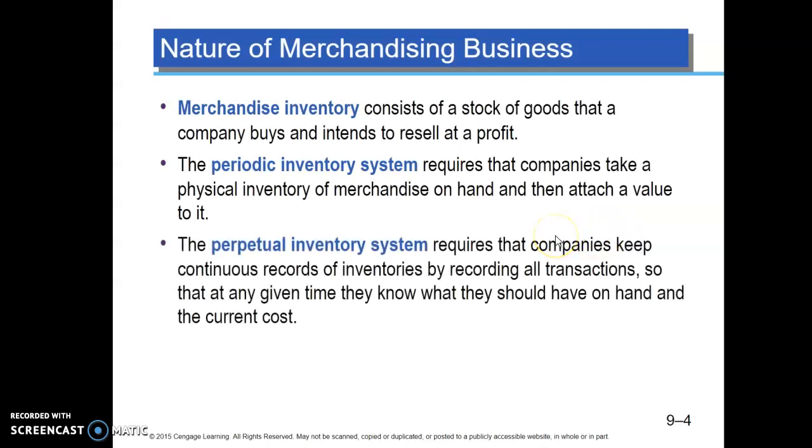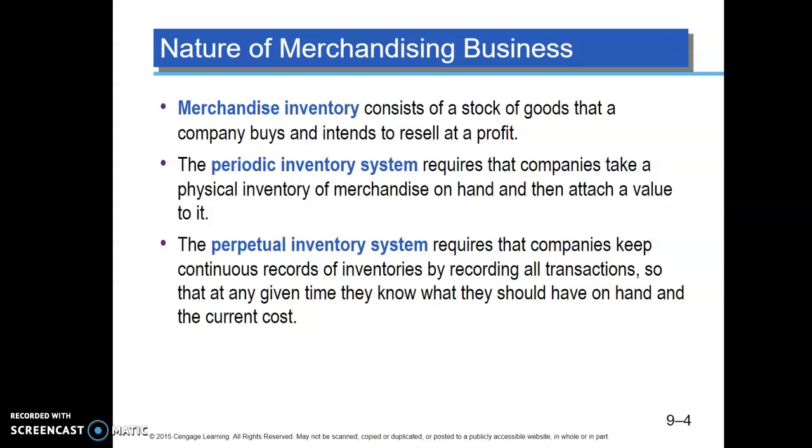So that's what a wholesaling business would be. We're going to be looking at some new terms, more inventory stuff. Merchandise inventory would be the stock that a company buys and intends to resell. So again, let's use Style Off for example. They get in a shipment of shoes. They purchase that, and they're going to resell it after they've marked it up in order to make a profit.